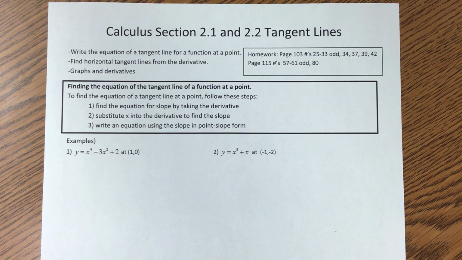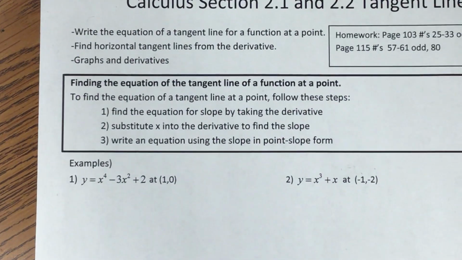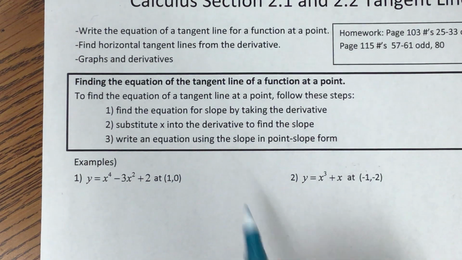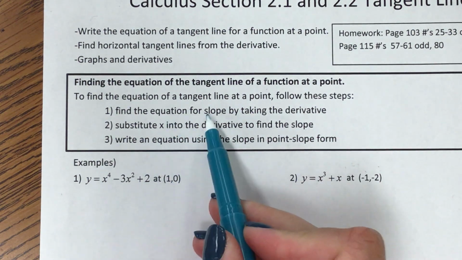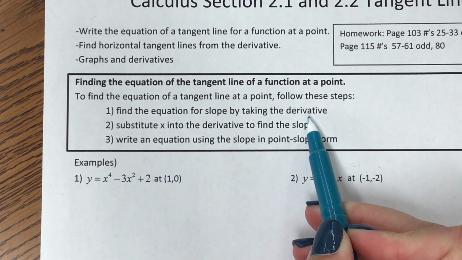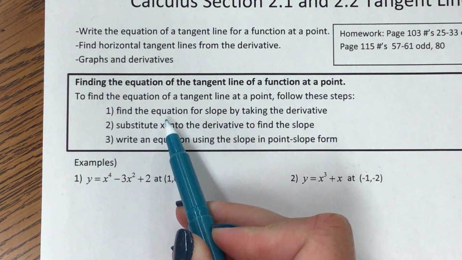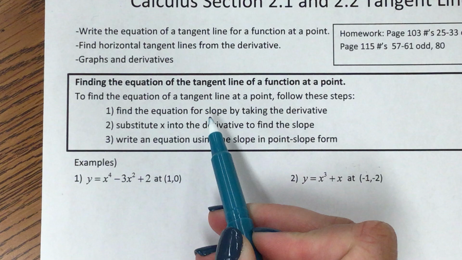Okay, let's start out by talking about finding the equation of a tangent line of a function at a point. So we want to find the EOT. So we've already done this a little bit, but we're going to use a little bit different notation for it. So for EOT, you need to find the equation for slope by taking the derivative. So that's going to be like your f prime of x is what we're looking for, equation for slope.